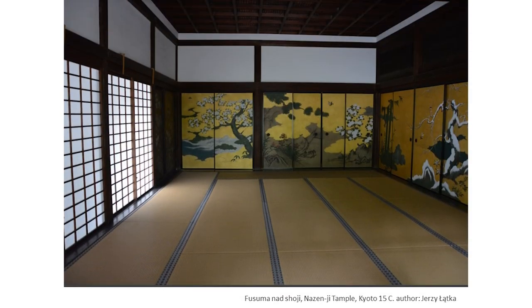How is this transferred into architecture? Obviously, paper is always connected with traditional Japanese architecture. Here you can see an example. This is Nanzenji Temple, a traditional, very old temple from the 15th century in Kyoto. Here you have the panels, so-called Fusuma panels, opaque panels with paintings, and here Shoji panels, which allow light to go through. Both are made out of paper.